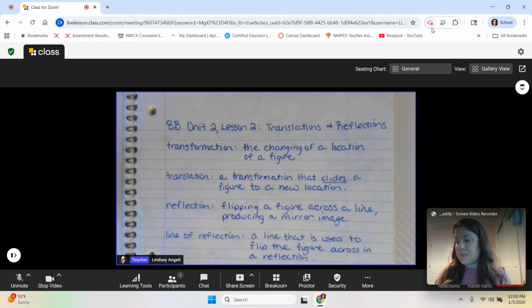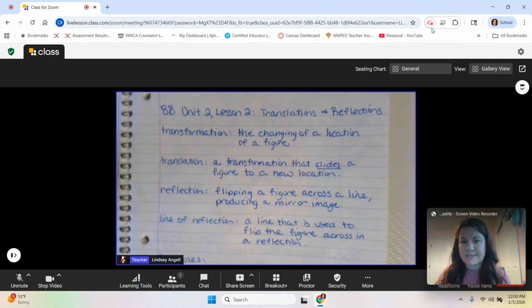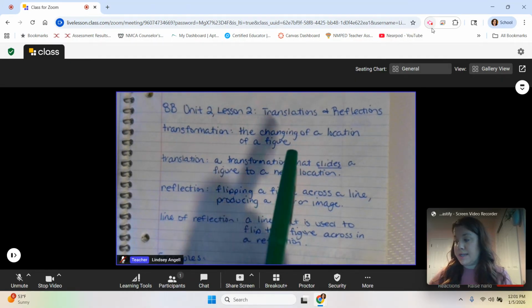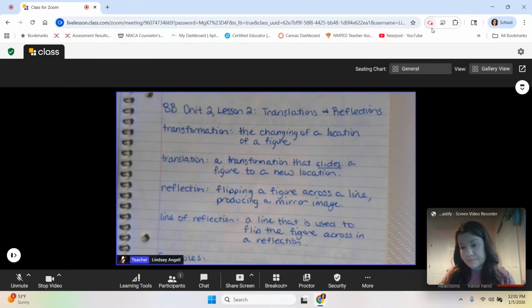So first off with this particular lesson, it's all about translations and reflections. All right, and the overall unit is called transformations and congruence. So lots of graphing. So a transformation is the changing of a location of a figure, and most of the time that's going to be in relation to a graph. Okay.